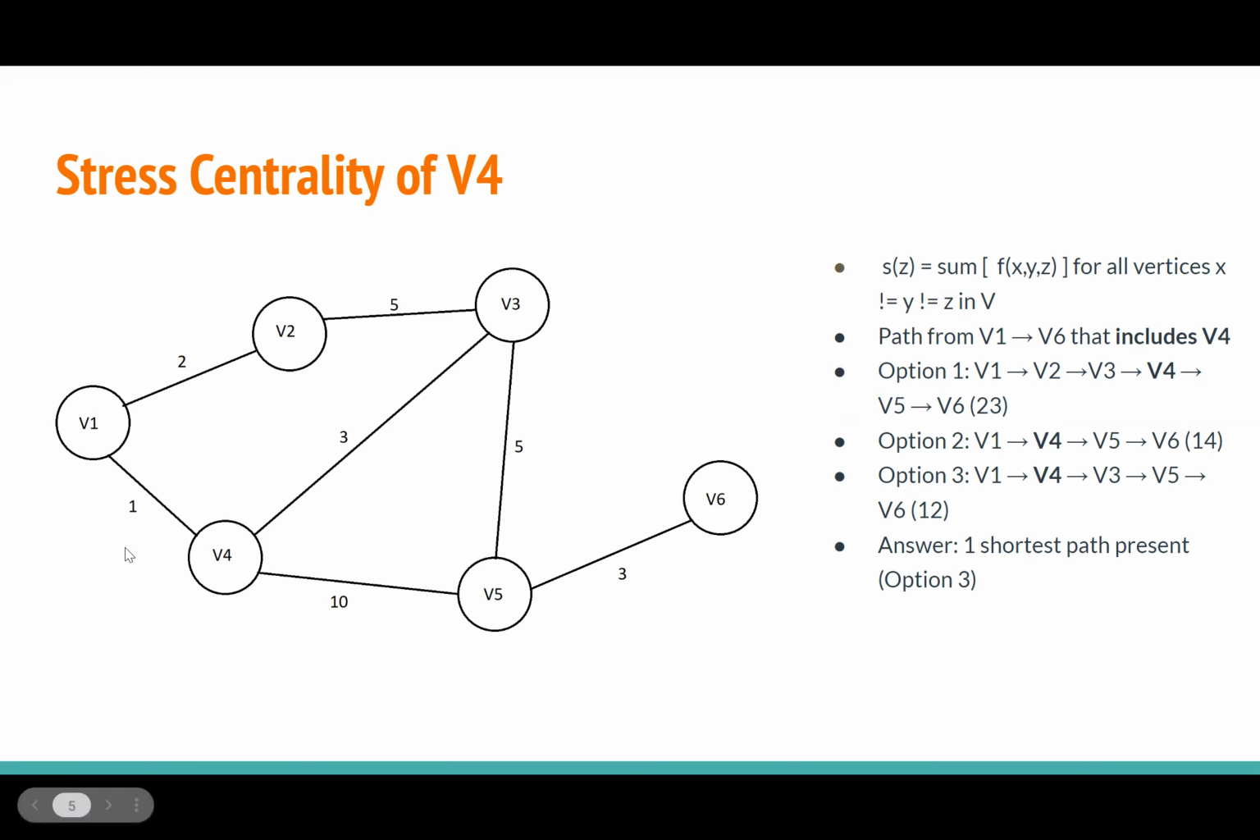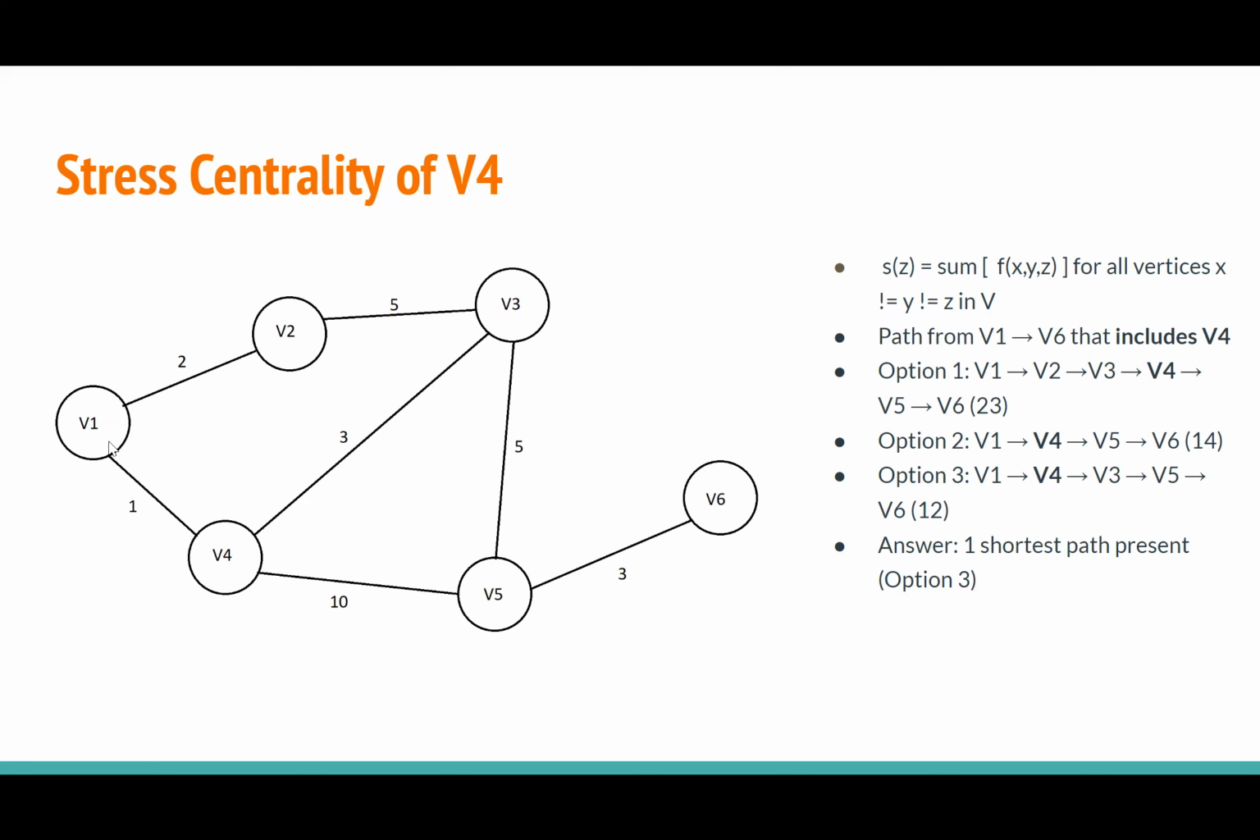So we have a few options. The first option is going from vertex 1 to vertex 2 to vertex 3 to vertex 4 to vertex 5 to vertex 6. It's the longest one we can do. I think it's the longest one in general. And altogether, because this is a weighted graph, adding all of these edges together, it comes to 23, kind of high. Option 2 is from vertex 1 to vertex 4 to vertex 5 to vertex 6. And that comes out to 14.